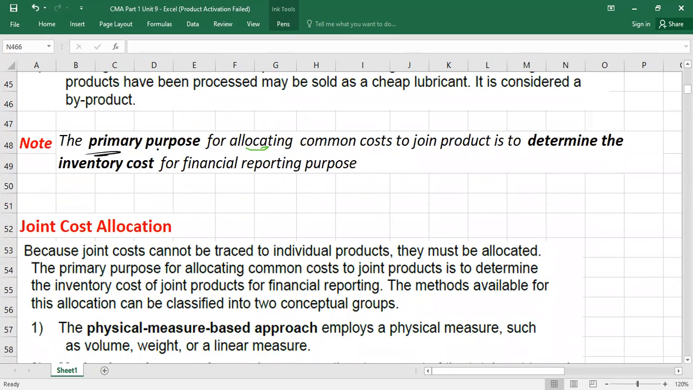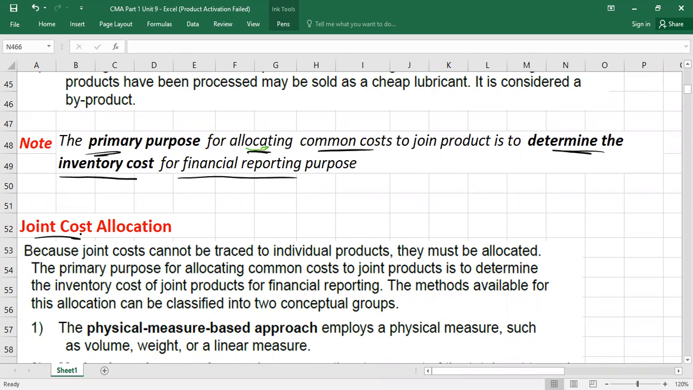Then I told you we have a primary purpose for allocating the common cost. What is the primary purpose? We want to determine the inventory cost for financial reporting purposes. This is the primary purpose of joint costing.